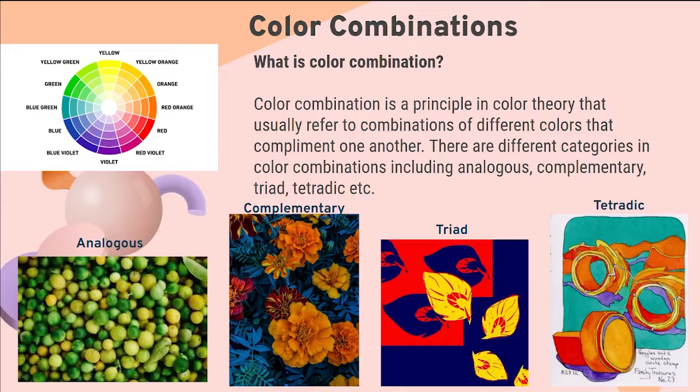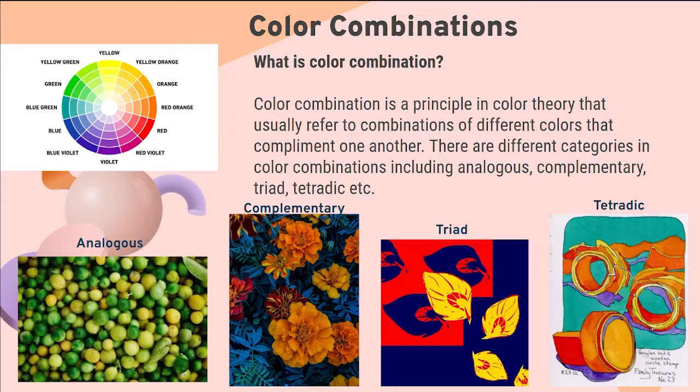First, let's start off with color combinations. Color combinations is a basic principle in color theory that usually refers to combinations of different colors that complement one another. There are different categories in color combinations, including analogous, complementary, triad, and tetradic.